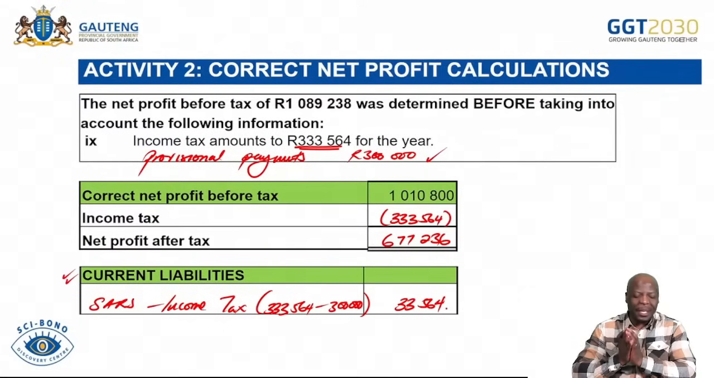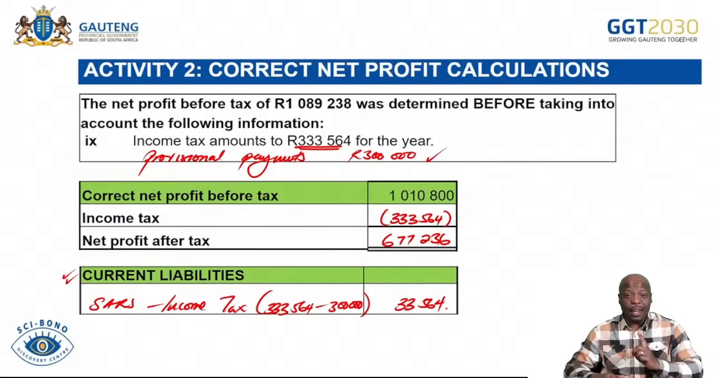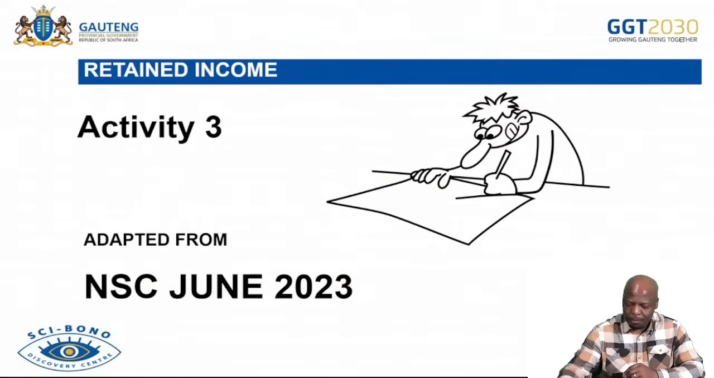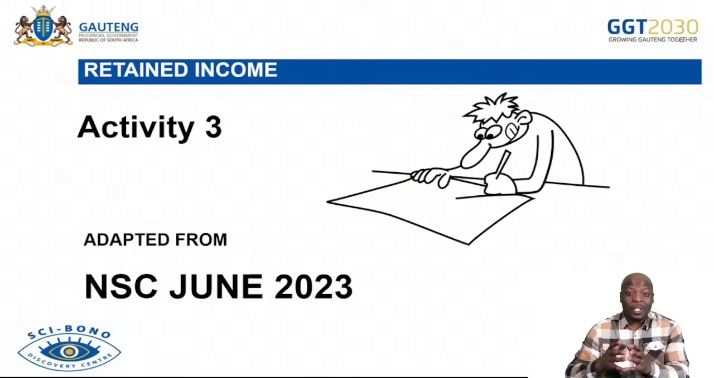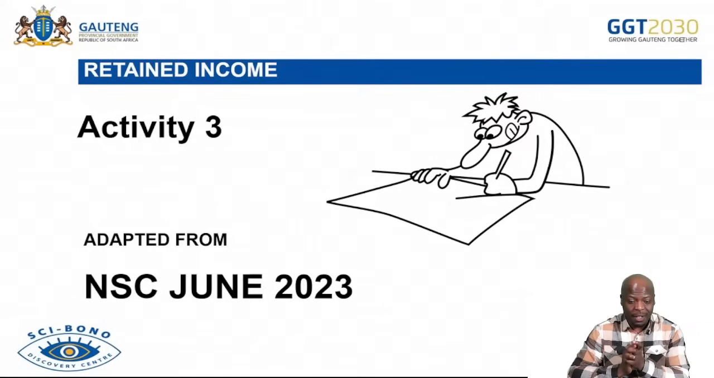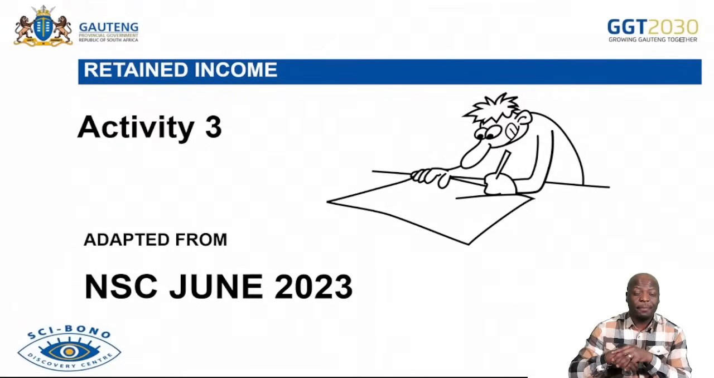So I know you are thinking, Mr. Simbi, are we going to get time to do the cash flow statement? Yes, we are going to get time to do the cash flow statement. We're going to do it in the next 2 minutes. So please make sure you get some water to drink. In the next 2 minutes, we're going to continue with the cash flow statement. Activity number 3, NSE June 2023. See you in 2 minutes.